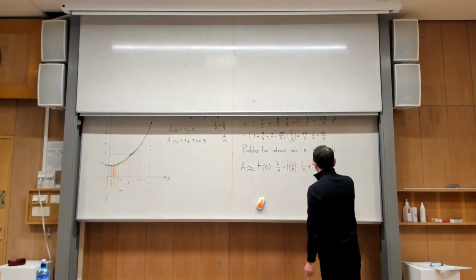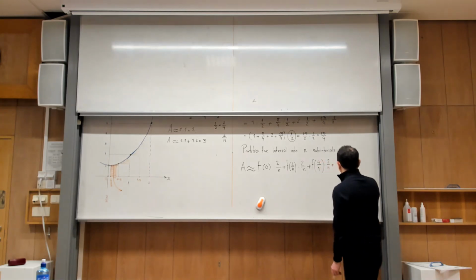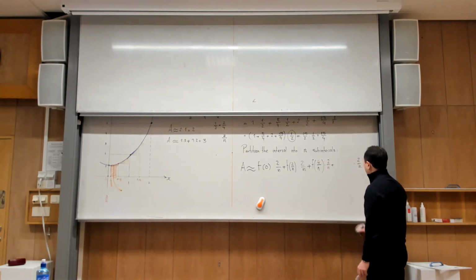So let me ask you the next one as well. Can you tell me what would be the next one? So the width is still 2 over n, but what is this one?